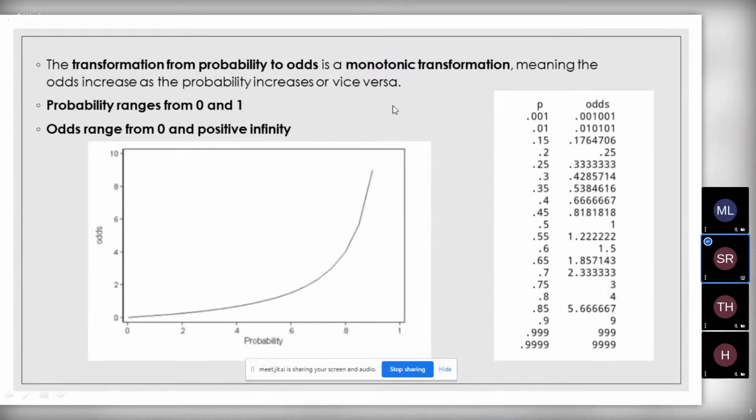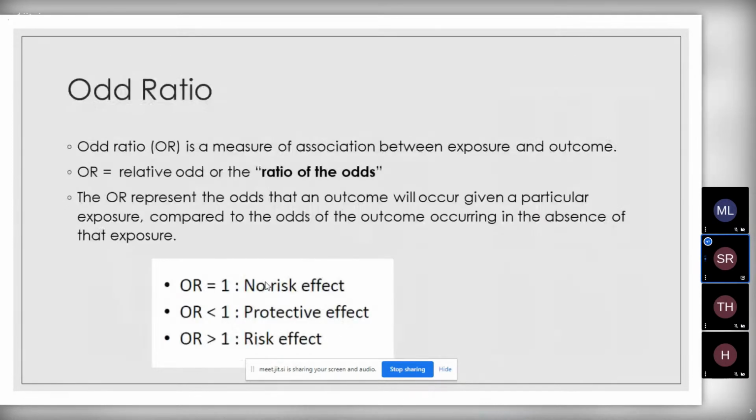The transformation from probability to odds is a monotonic transformation, meaning that the odds will increase as the probability increases. I just want to highlight that the value for probability is from 0 to 1, but for odds it is from 0 to positive infinity. When the probability is almost 0, the odds is also almost 0. When the probability is half, 0.5, the odds is 1. But when we increase the probability to 1, the odds goes to positive infinity. So it is not balanced. That's why we need to take the log of the odds.